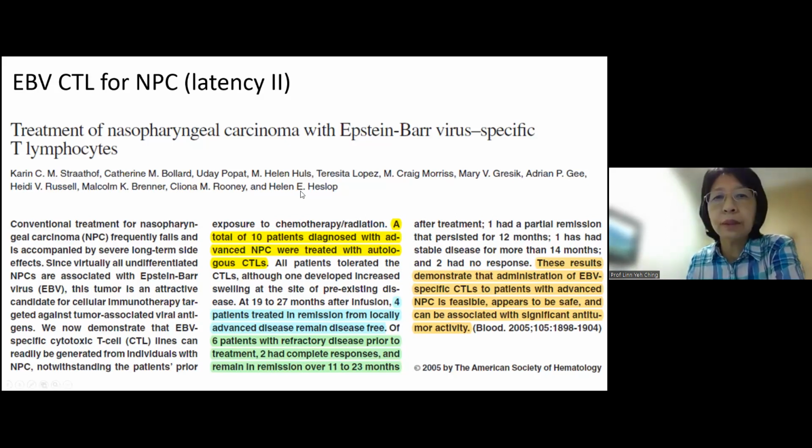Okay, so this is pioneering work from the Baylor group, where they used autologous EBV T cells for advanced NPC, which showed modest efficacy, like 2 CR in 6 patients with refractory disease. It shows feasibility and safety.